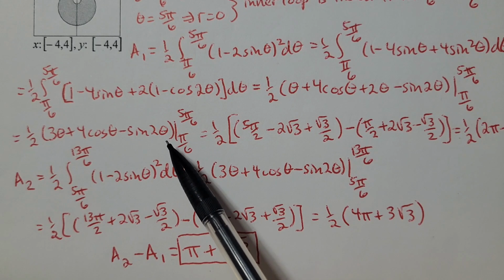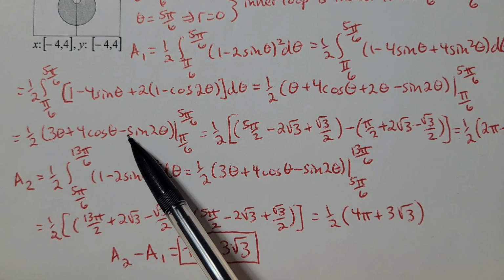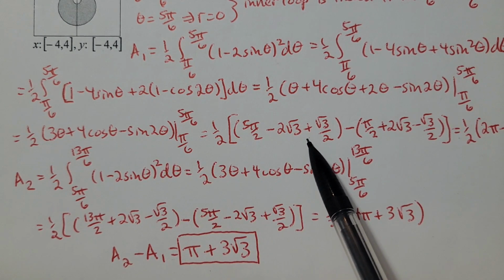Sine of 5 pi over 3 is minus root 3 over 2. And I'm subtracting a negative, so that means I'm adding root 3 over 2.